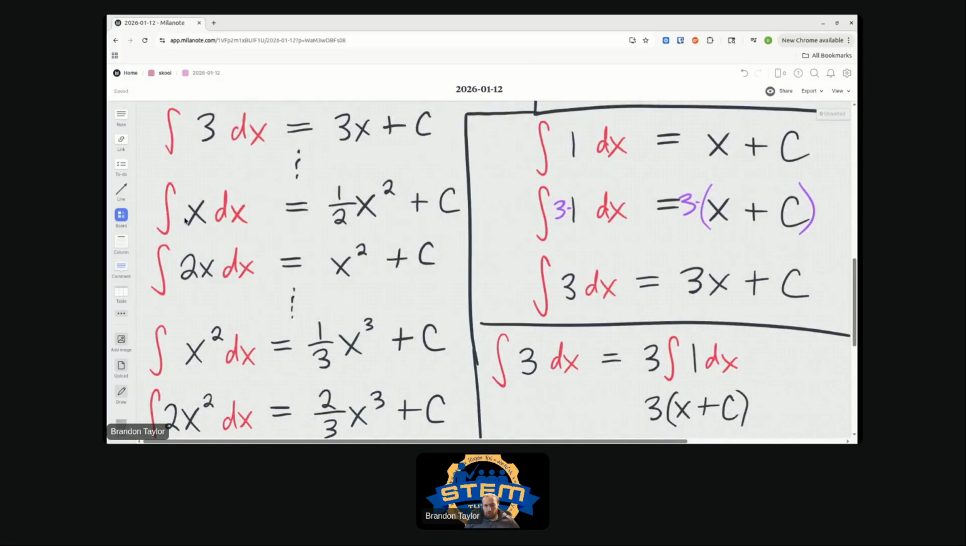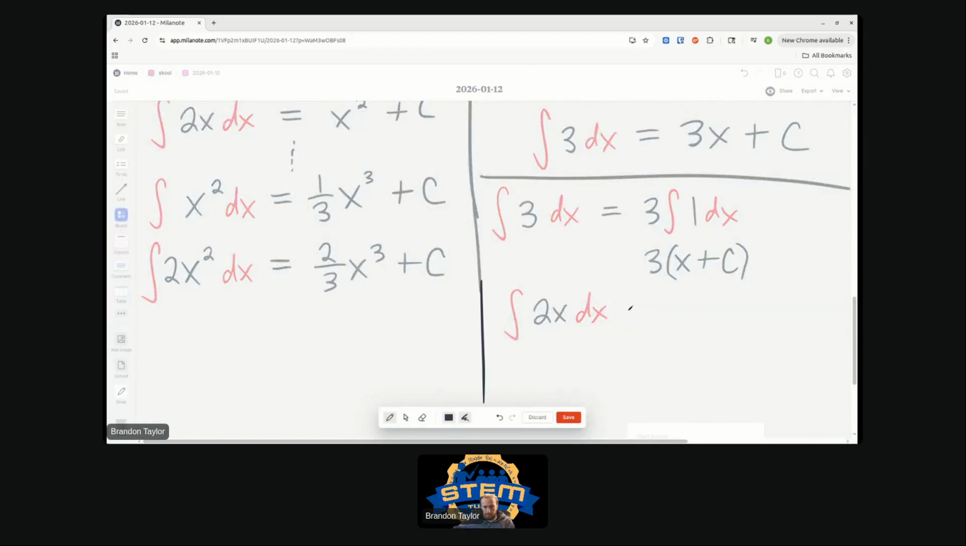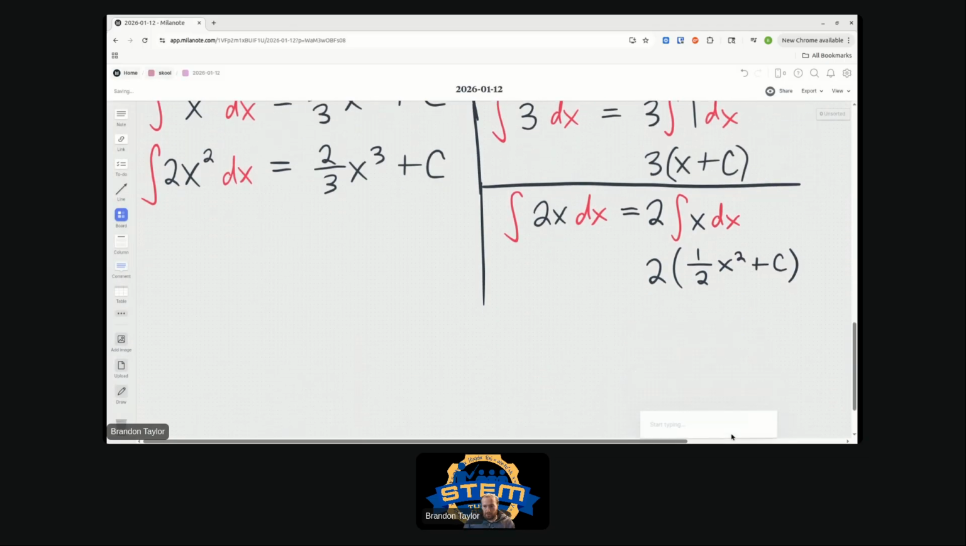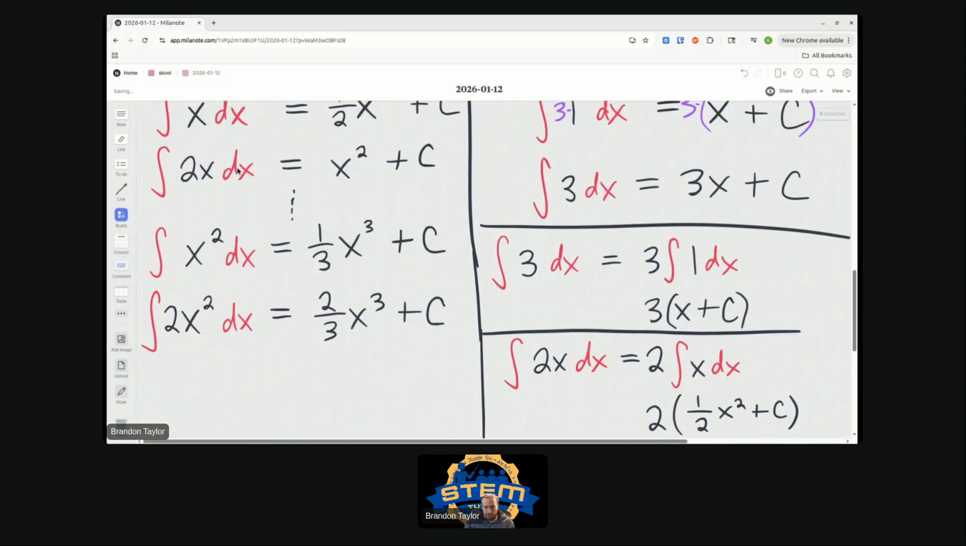So if you know that the integral of x is 1/2 x squared plus c, well, if you're trying to find the integral of 2x, let's use this same property. What we're saying is you can factor out a 2, and then you have the integral of x with respect to x. We have the 2 outside here, and then the integral of x is 1/2 x squared plus c, right? And then if you multiply through, 2 times 1/2 would be 1, so x squared plus 2c, or just c, which is what we already knew, right?